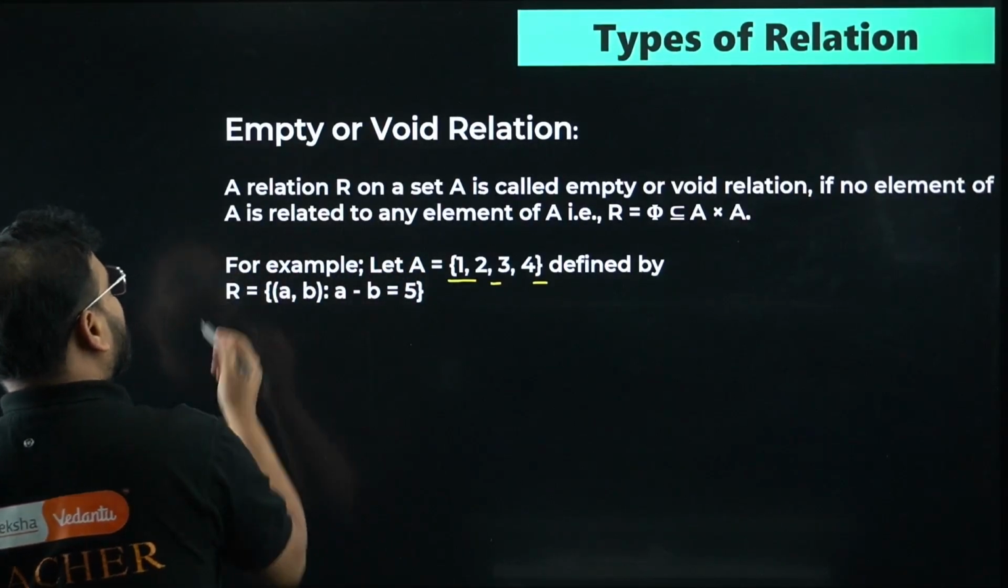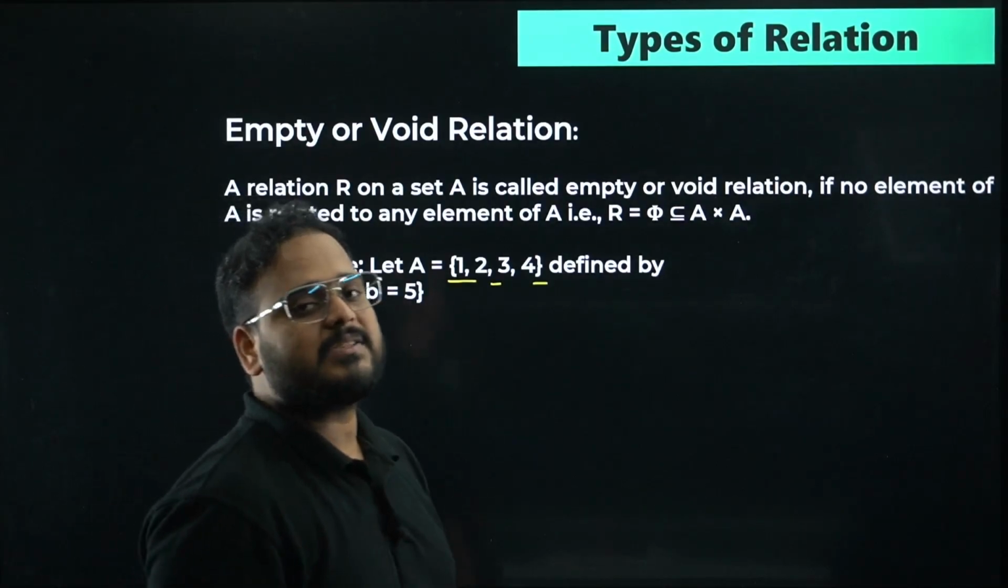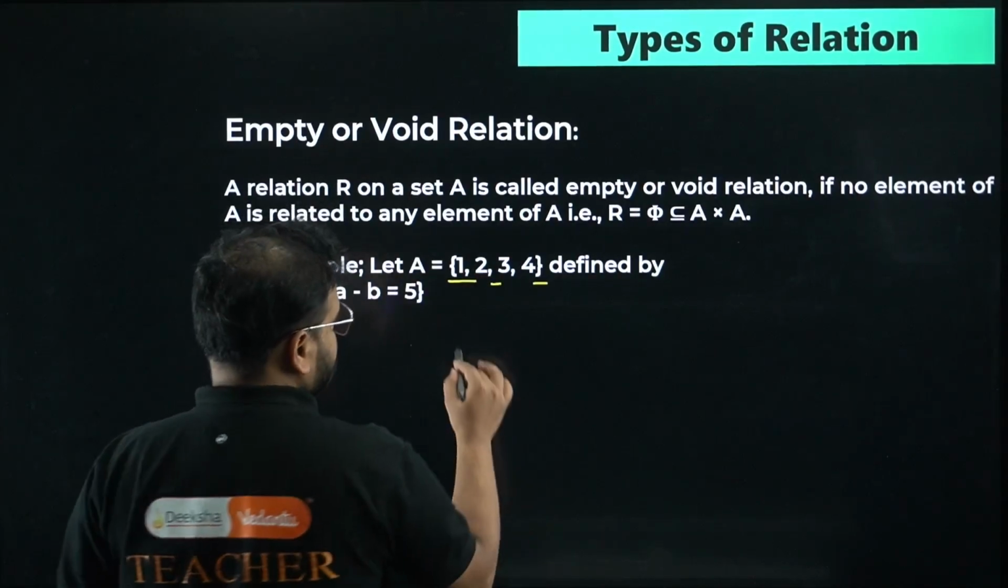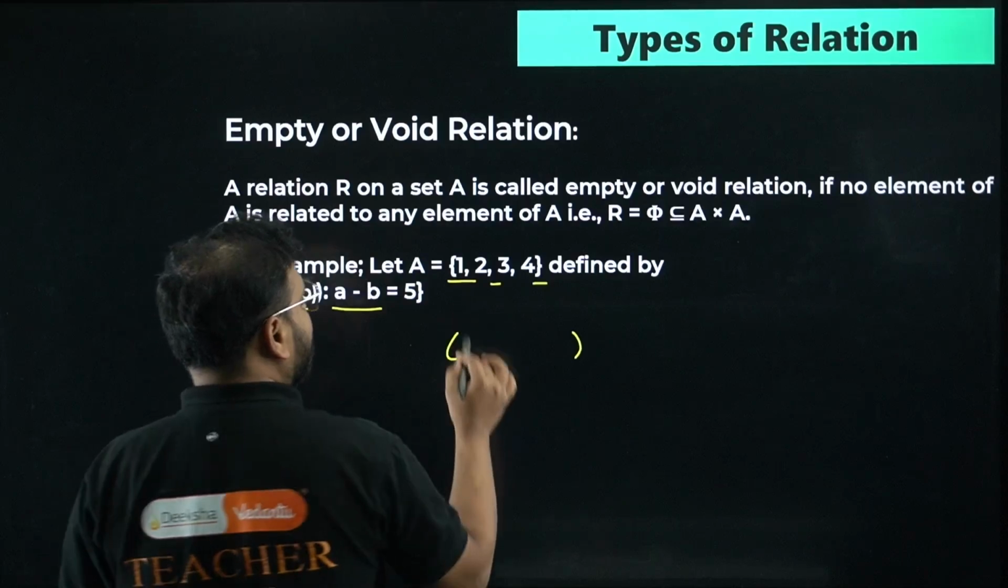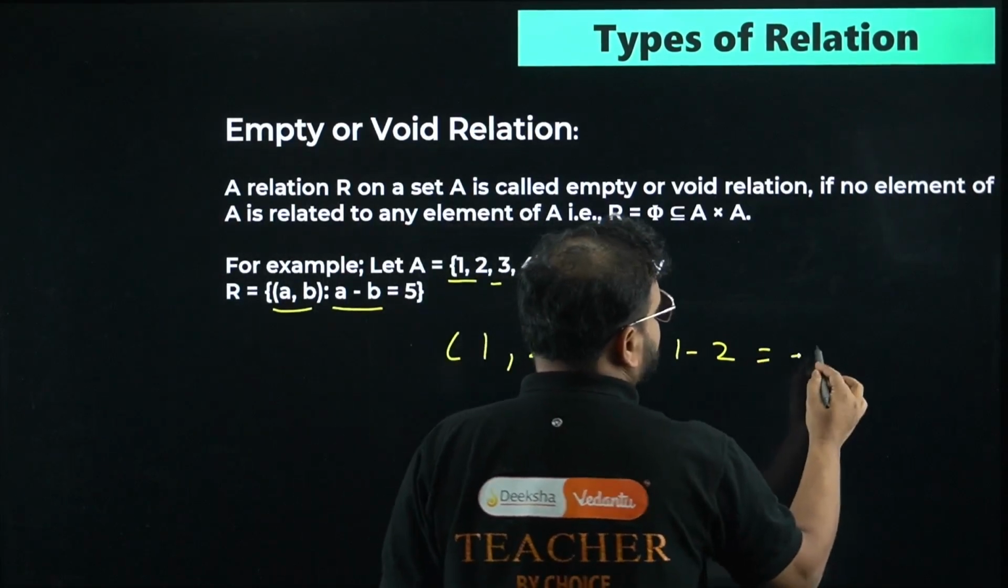So if you check this relation R, we talk about the ordered pair (a, b) such that the difference of a and b is 5. Check here. Can you take any ordered pair? Well, this relation is justified. Think about it. Can I take (1, 2)? If I take (1, 2), I get 1 minus 2. How much is this? Minus 1.